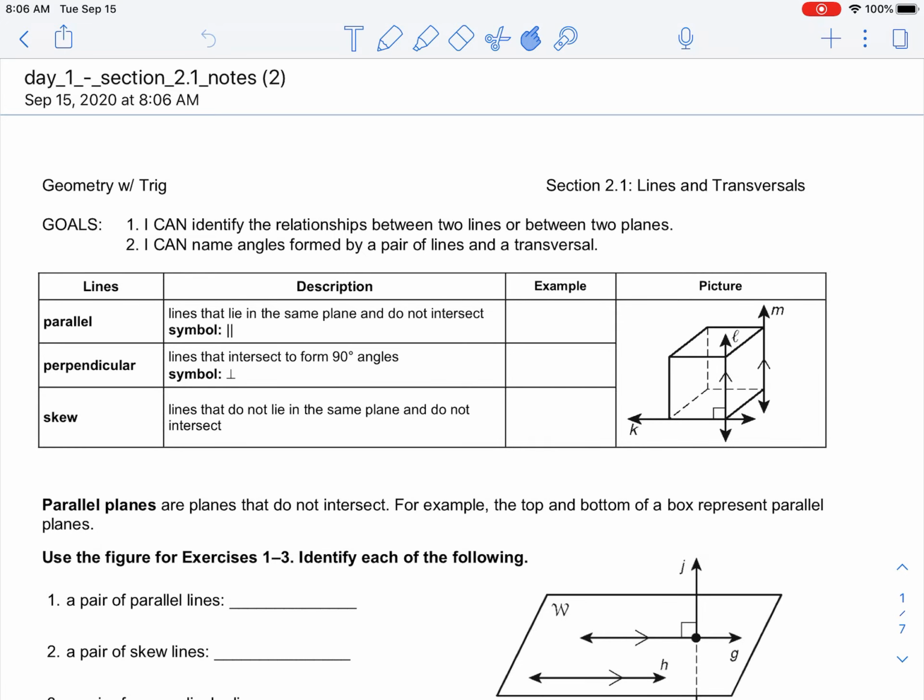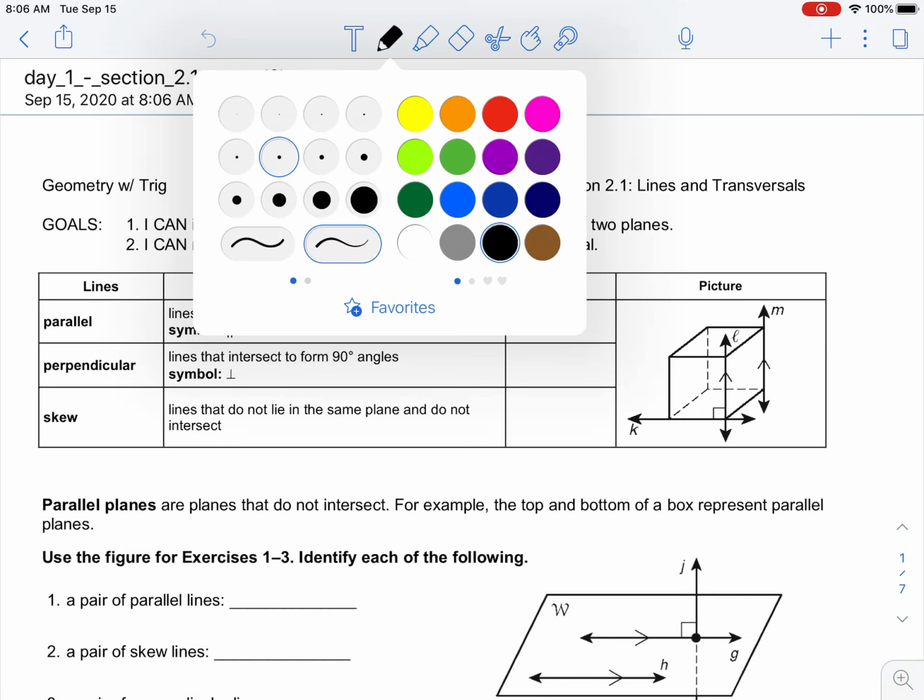Okay, today we're going to start chapter 2, and we're going to start off with section 2.1, lines and transversals. So we'll look at parallel lines, perpendicular lines, and skew lines first, and then we'll start to talk about angles that are formed by parallel lines. So here we go, let's get rocking and rolling.